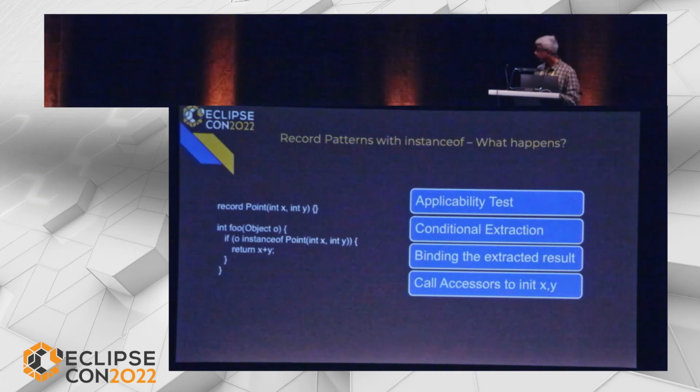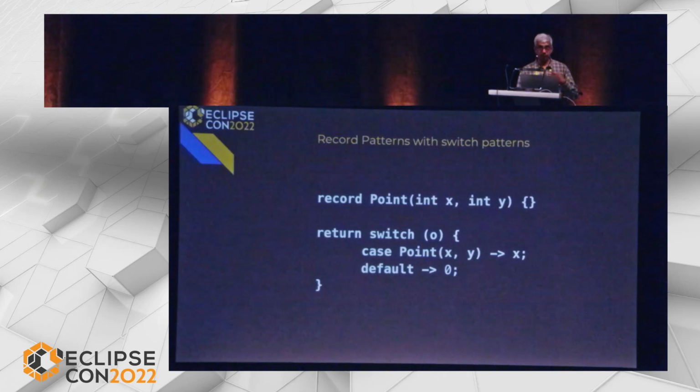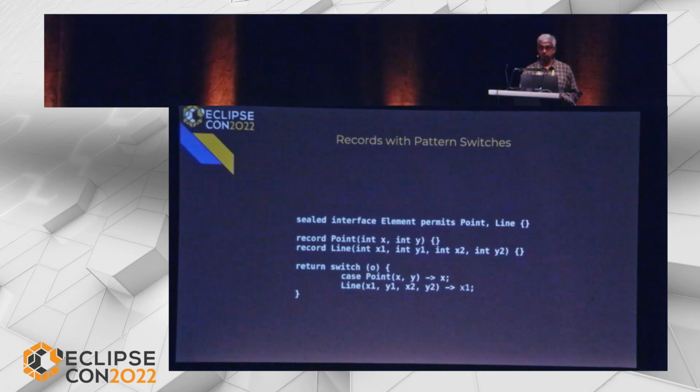There's a slide borrowed from the earlier presentation, where it checks the applicability test of records, extracts the variables x and y, and also initializes x and y. Because records are constant classes, right? It's a data class finally. So you would initialize the point with, say, 0, 1. At this point you would get x plus y as 0 plus 1, which is 1, if it matches. And it gets propagated into the pattern switches.